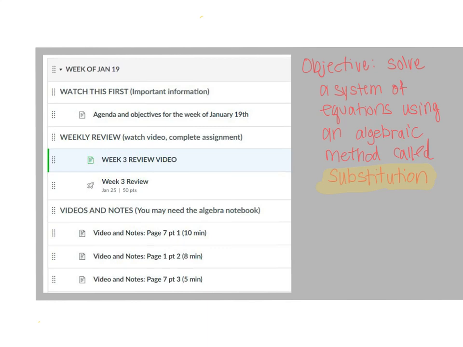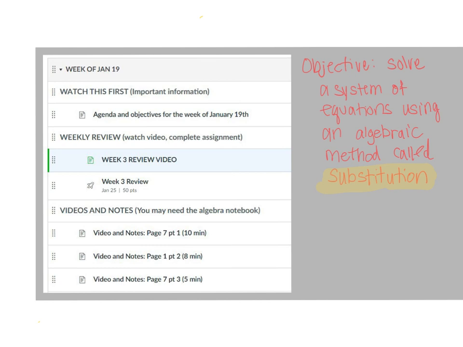Hello, ladies and gentlemen. This week our objective is going to be solving a system of equations using an algebraic method called substitution. Now, up until this point, we've looked at being able to solve a system, more than one equation, using graphing. And although graphing is a great way to solve a system, there are some times in which graphing is not the most appropriate method.